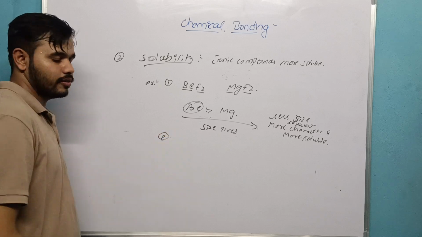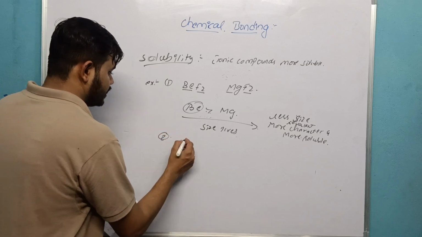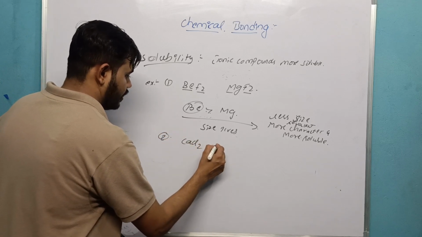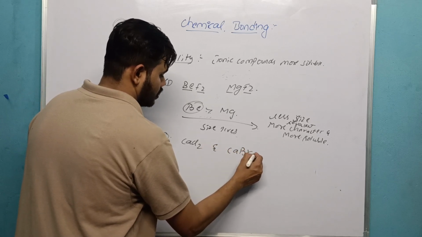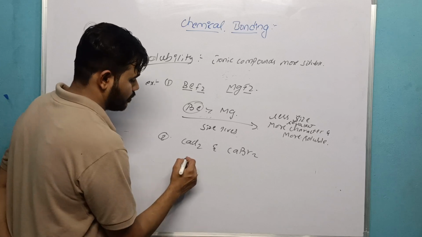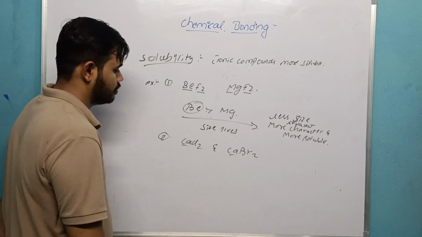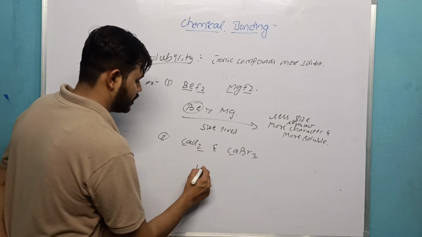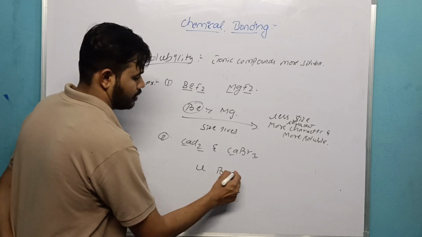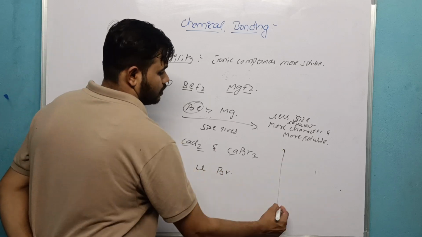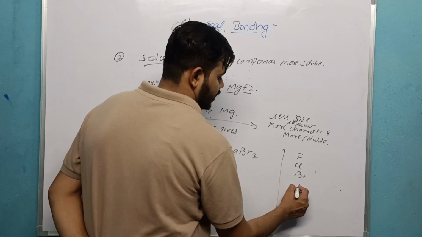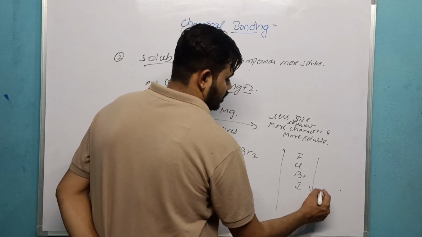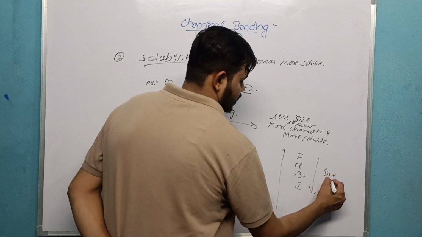Let's take another example. CaCl2 and CaBr2, calcium chloride and calcium bromide. Here the cation is the same, but the anion is different. Between chlorine and bromine, one order you must know in halogens: fluorine, chlorine, bromine, iodine. As we move down the group, here also size increases.